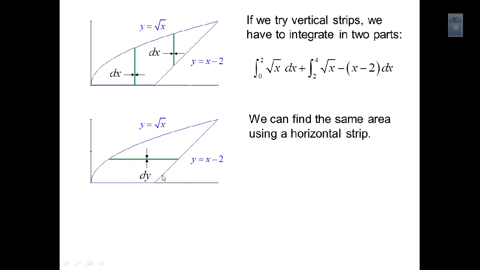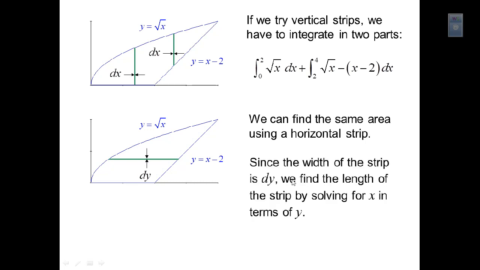So you're going to start at 0 and go all the way up to this intersection point, but we're going to notice that in the y value, not the x value. Well, in the same way, we have to solve these equations right here so that they're in terms of y. So we have to find the length of the strip by solving for x in terms of y. That will let us express the horizontal length, by the way, not vertical, the horizontal length of this thing in terms of y.